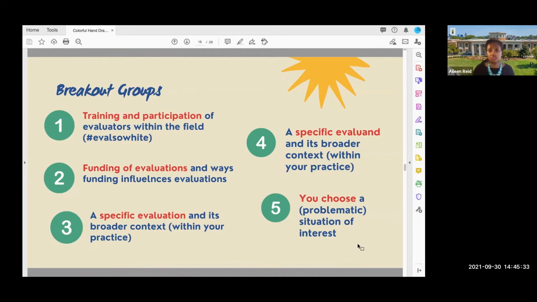Or you can just choose a problematic situation of interest that you feel like you can really depict in this short amount of time, letting your creative juices flow. So I noticed there are about 18 of us on, but 5 of us, so that's about 13. So maybe 4 groups of 3-ish or 5 groups, depending on how that will work out. Emily's already created the breakout groups.